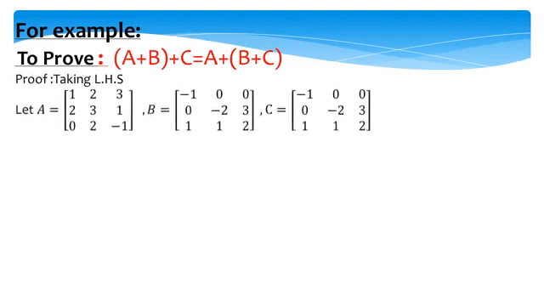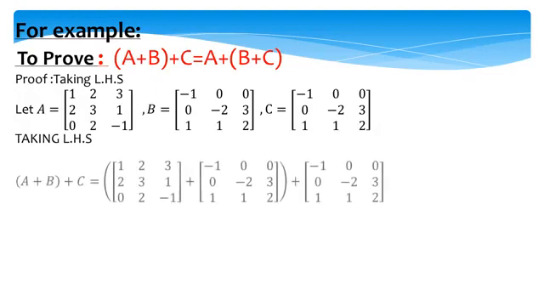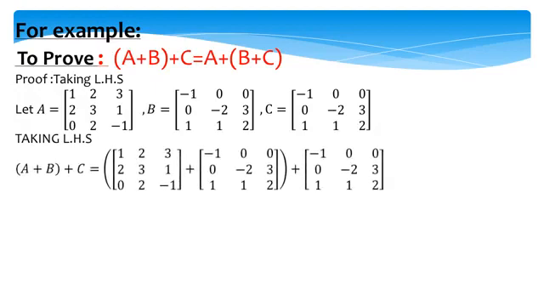Taking left hand side, let A matrix be 1 2 3, 2 3 1, 0 2 and minus 1, and the B matrix is minus 1 0 0, 0 minus 2 and 3, 1 1 and 2. C matrix is minus 1 0 0, 0 minus 2 3, 1 1 and 2. Now taking left hand side, first we solve the bracket. First we solve A plus B, plus sign, then write C matrix.